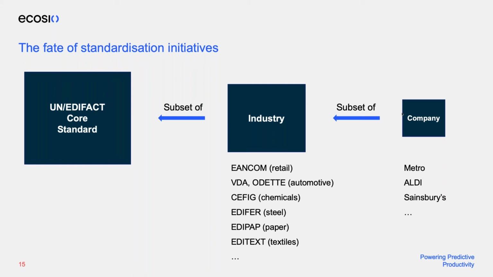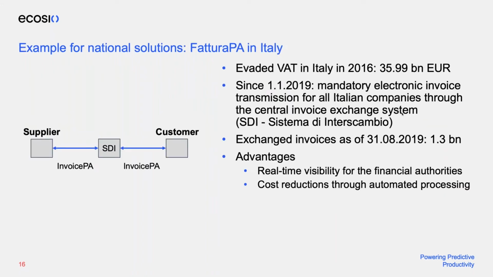Those are the industry-specific initiatives. What about country-specific initiatives in Europe? A good example here is Fattura PA in Italy. Italy has a VAT tax evasion issue. So the amount of evaded tax in 2016 was almost 40 billion euros.